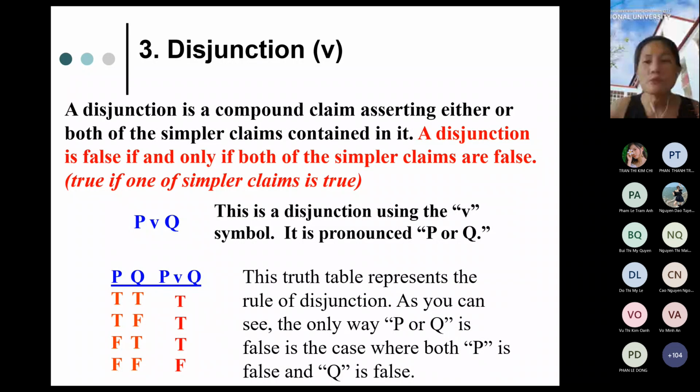So the disjunction rule is, a disjunction is false if and only if both of the simpler claims are false. Somehow opposite with the conjunction, isn't it? So again, the disjunction is false if and only if both claims are false. The remaining case, the disjunction is true. You see, this is how we fill in the column of disjunction based on the value of the claims column, okay, or the variables column, and the disjunction rule.